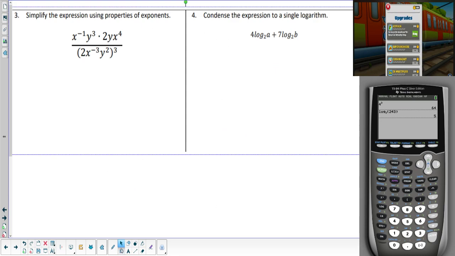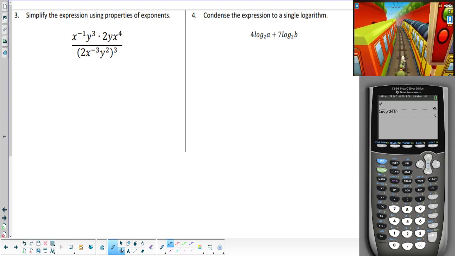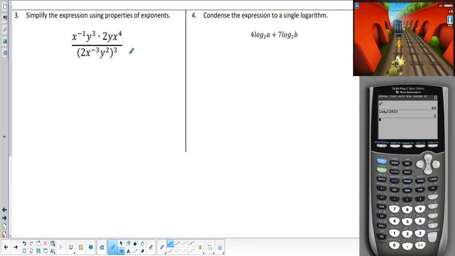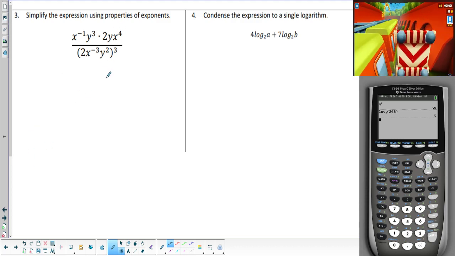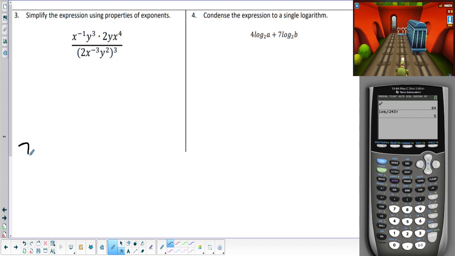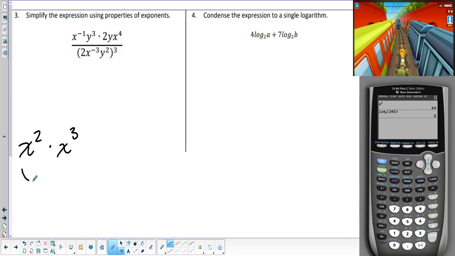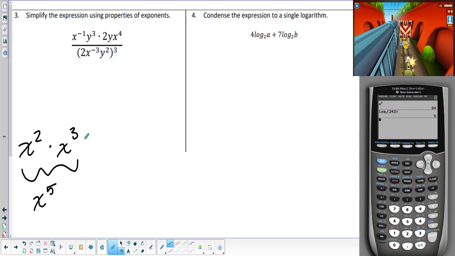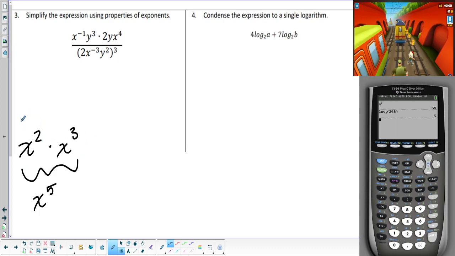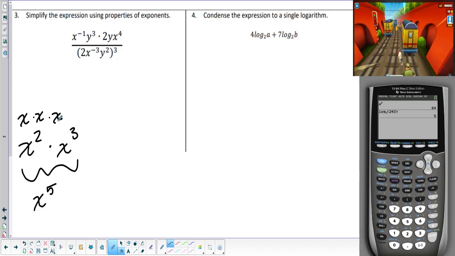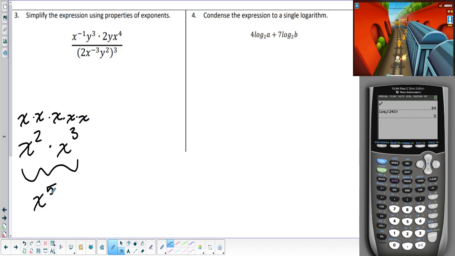Next up, this one's properties of exponents and logs, combining basically like terms. Let's start with the exponent one. There's a couple things we need to remember. Number one is that when you have like bases being multiplied, so like x squared times x cubed, this combines to x to the 5th. So with like bases, we add. The reason is this is basically x times x times x times x times x, which means in total, this is x to the 5th.